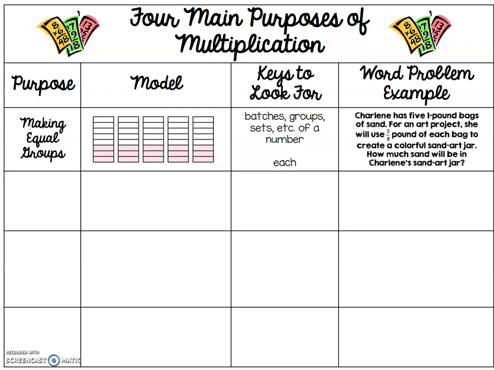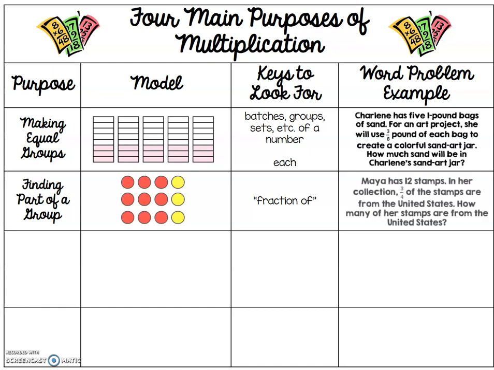Now, this year in fifth grade, it might be new to you that we also multiply when we're finding a part of a group. That means we're taking just a small piece of an entire group of people or items. And a big key to look for is going to be the fraction of or a number of combination. So, for example, you might see a word problem like this. Maya has 12 stamps. In her collection, 3/4 of the stamps are from the United States. How many of her stamps are from the United States?